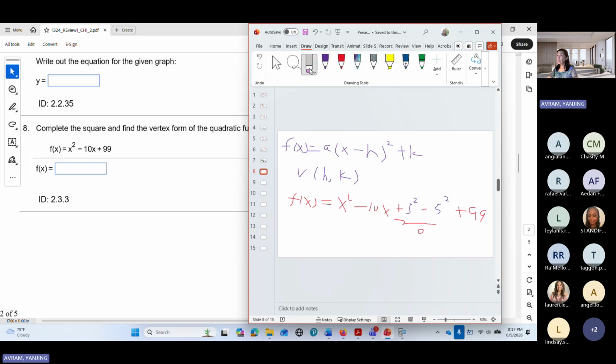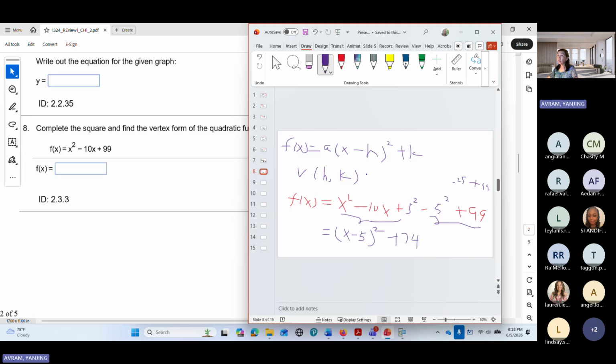So this is considered a transform, but it does not change the value. I'm going to put these three together, and it will be completing the square. These three I can write down as a perfect square, x minus 5 squared. And then these two, I just add them together. So this is negative 25 plus 99. So that will be plus what, 74.